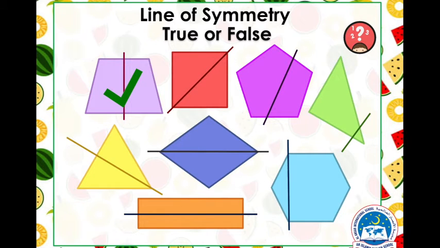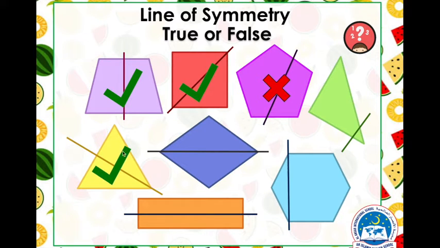Do you think this line of symmetry here is correct? No, it is not. It is false because when you draw the line, it is not the same on this side and on this side. So this line of symmetry is incorrect. How about this shape? Yes, this line of symmetry is correct. Well done.